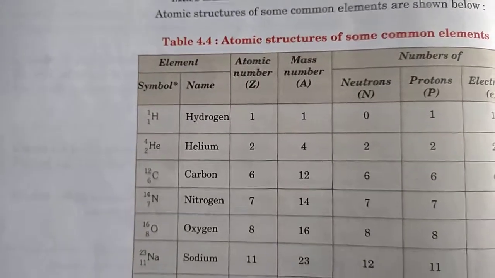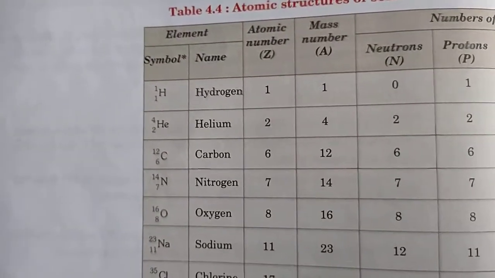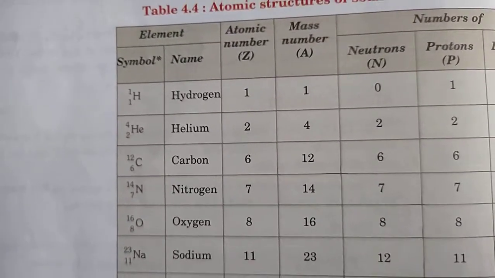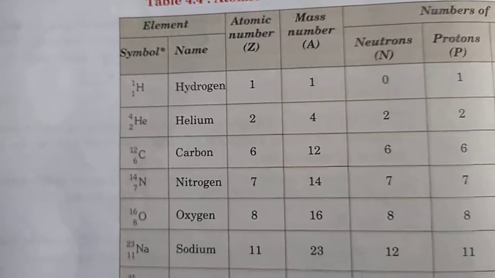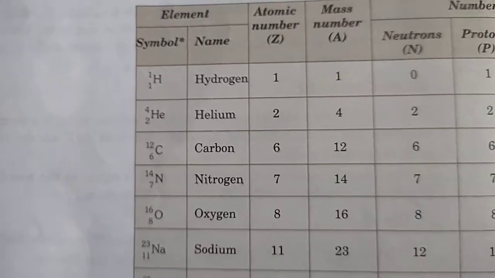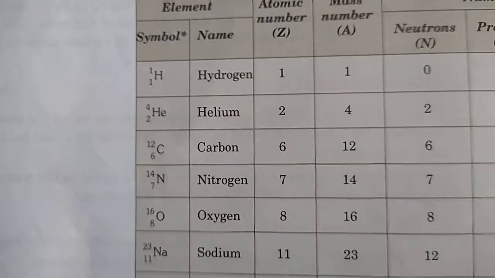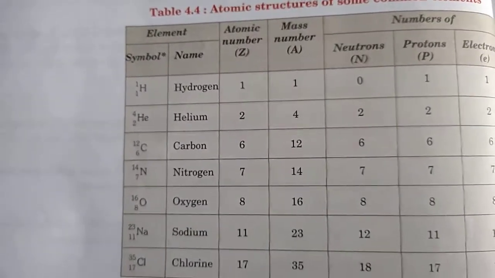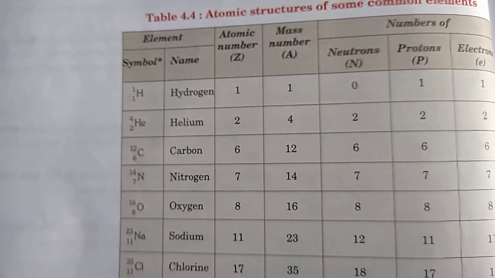Like that you will find the mass number, atomic number, number of protons, number of neutrons and number of electrons by seeing the symbol. And in the question they will mention the atomic number and mass number. So solve all the questions in your assignment.